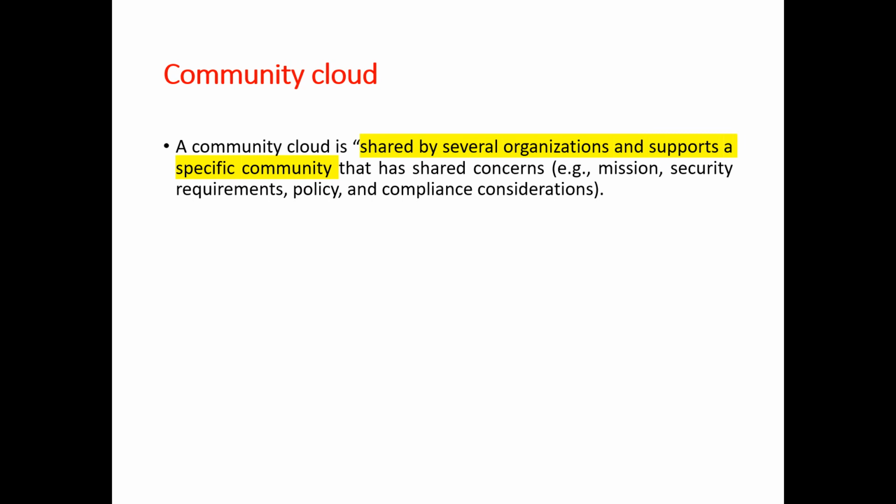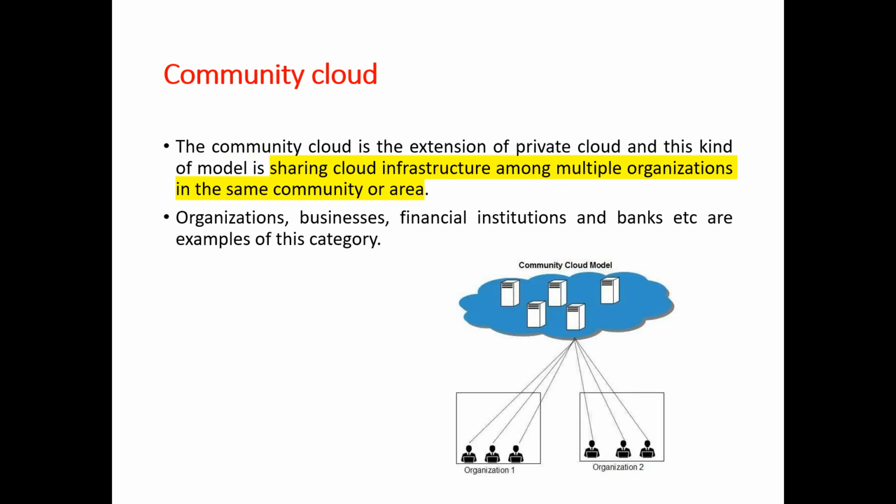The next one is the community cloud. A community cloud is shared by several organizations and supports a specific community. For example, suppose several colleges share one digital library. Only those college students can access it. So this is called the community cloud. Only those specific people in an organization can access this. So a community cloud is shared among organizations having similar requirements.